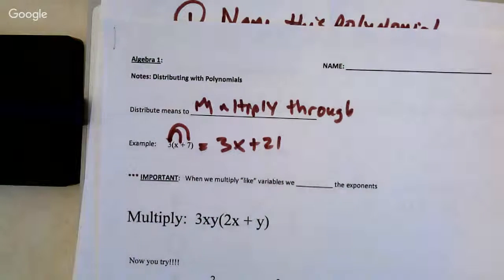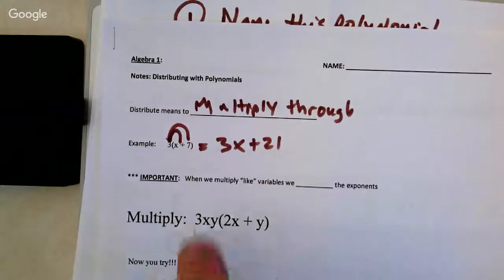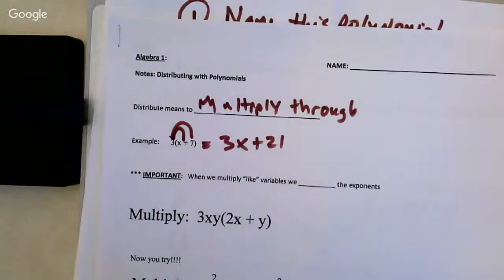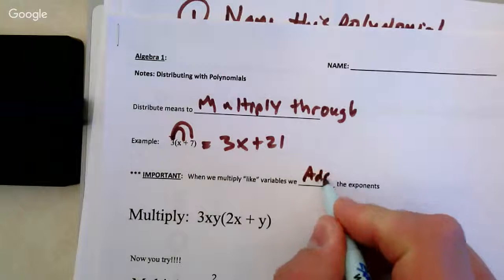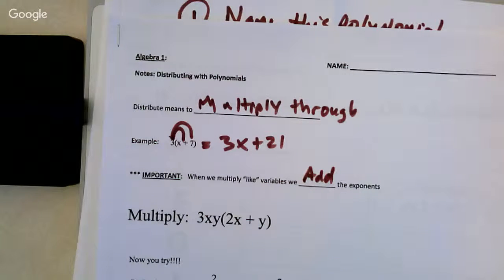Number one error people make. What do you think they do on that? People do not get that correct. What do you think they forget to do? Distribute to which term? Yeah, they forget to distribute to the second term, to that 7. It is important when we multiply like variables that we add the exponents.